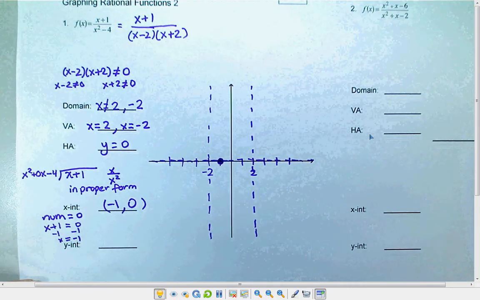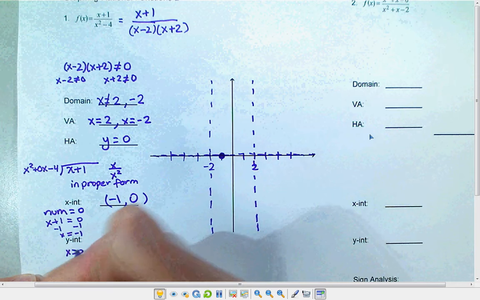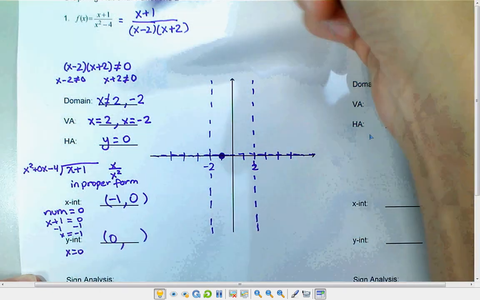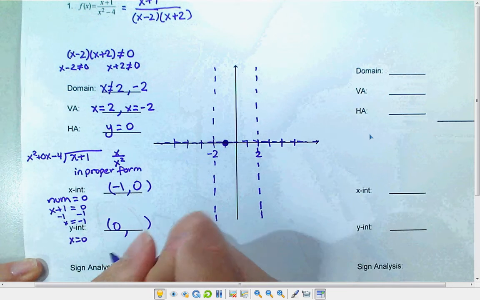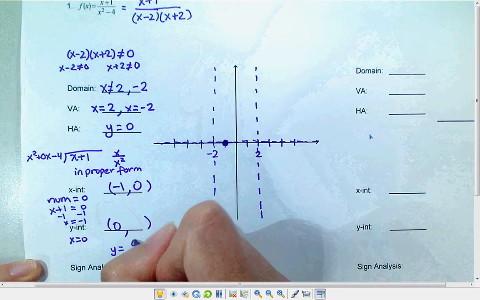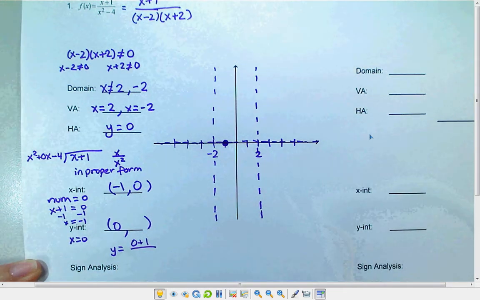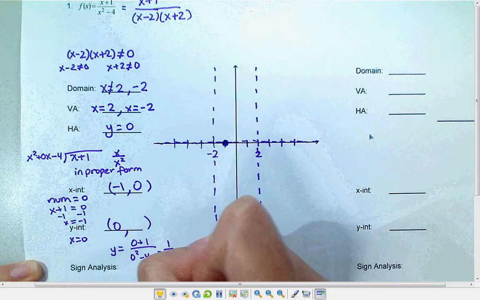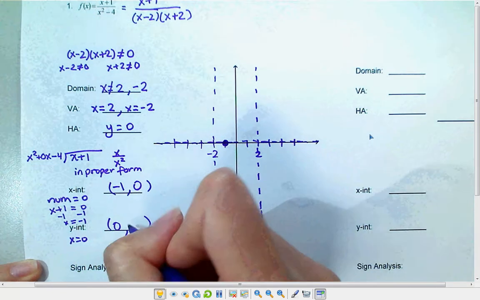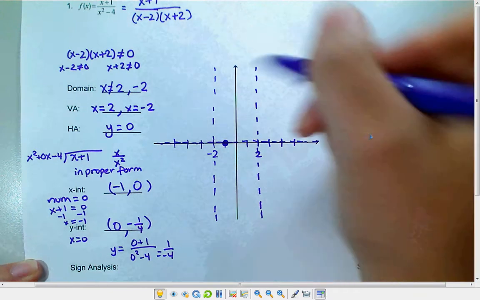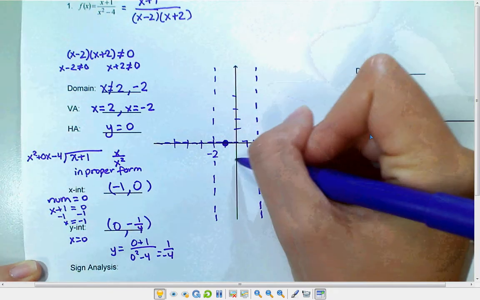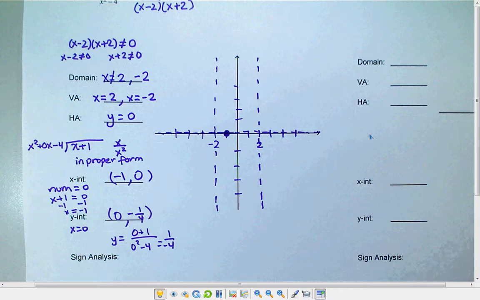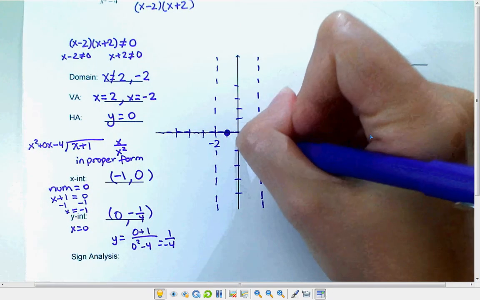That's my x-intercept. For my y-intercept, x is equal to 0 now, so again, I know it's going to be a point. It's going to be 0 comma something. To figure out what it is, I'm going to plug it into my equation. So I have 0 plus 1, and then I have 0 squared minus 4. That gives me 1 over negative 4, which is negative 1/4. And negative 1/4 is going to be a fraction somewhere between 0 and negative 1. So I'm just going to draw it right here.